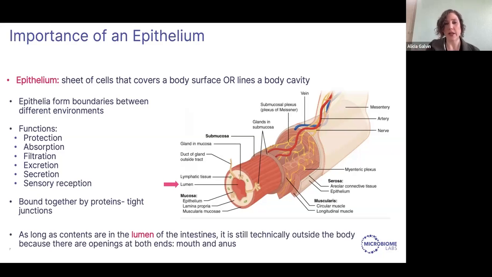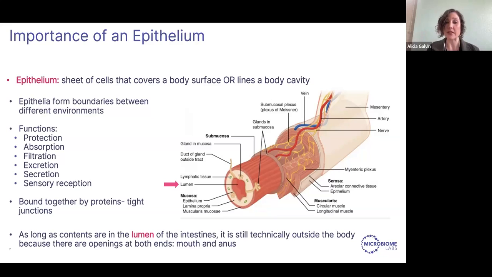And as long as, when we're thinking about the intestines, the contents that we're ingesting are in the lumen, which, if you look here, is the innermost part, that hollow central part of the tube of our intestines, it is still technically outside of the body, because we have an opening at the mouth and an opening at the anus, and if things are going all the way through, they technically are outside the body. So when we have a strong epithelial layer that's keeping what's supposed to stay in the lumen in the lumen, and it's not getting into the bloodstream if it's not supposed to, that's when things are in balance.